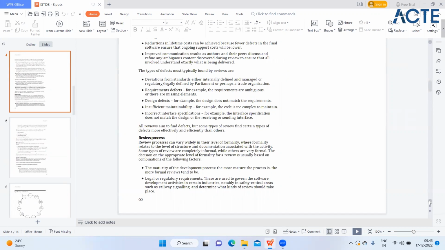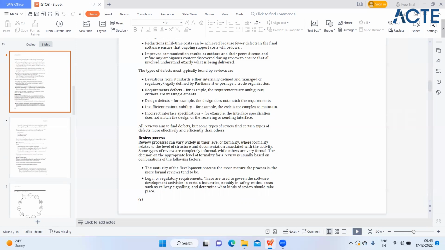As I explained, review is a kind of meeting which we conduct in our organizations or company to discuss whatever documents we have for that project or product. So whenever a question comes, like review is part of which process or which technique, the answer will always be static techniques. Okay.